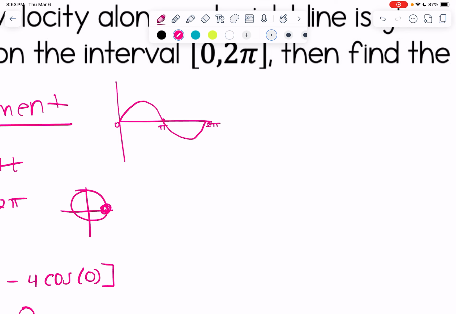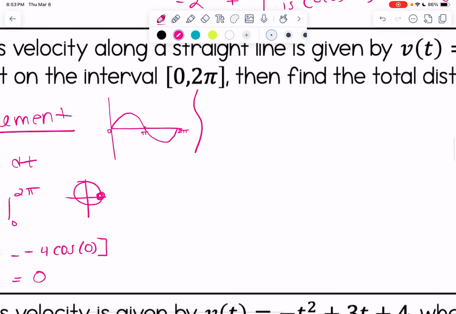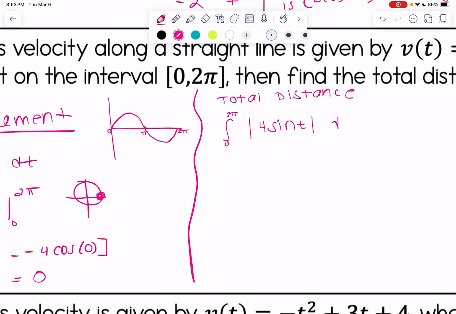So in order to figure out total distance, I'm going to separate that and put all that work over here. If we have our calculator available to us, then yes, we could just evaluate the integral from 0 to 2 pi of the absolute value of 4 sine t dt, right? We can put that in our calculator. But let's say that we don't have a calculator and we have to do all of this by hand. What we're going to need to do first is figure out where it changes position. So I'm going to put that work in here.